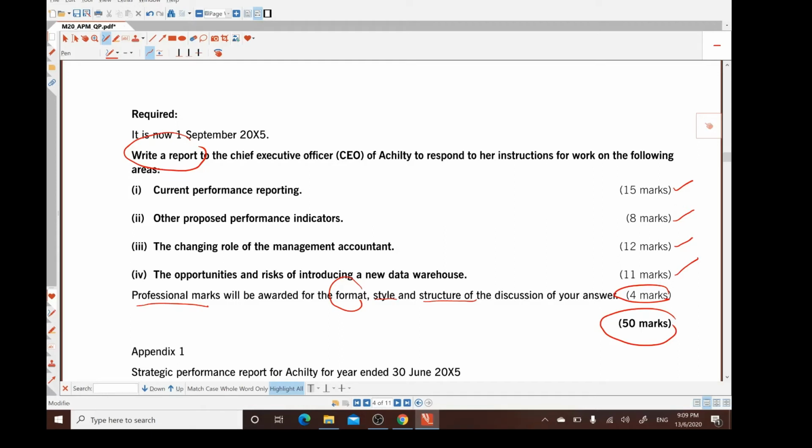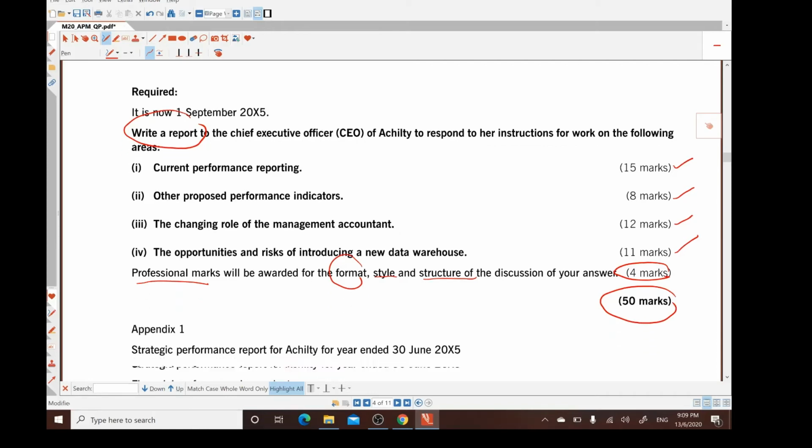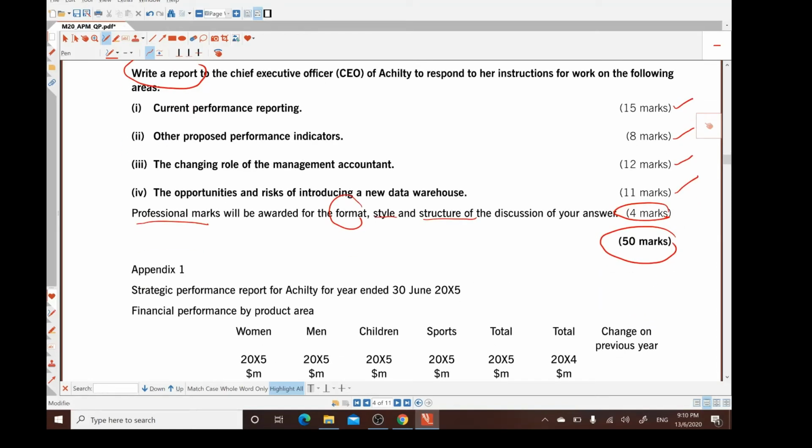Okay, class. Now, you know what? This is very much about the IT areas. When we say the IT areas, it has something to do with big data, data analytics, and ERPs, right? So we know things are getting more towards the IT area, especially when we talk about the Advanced Performance Management paper.